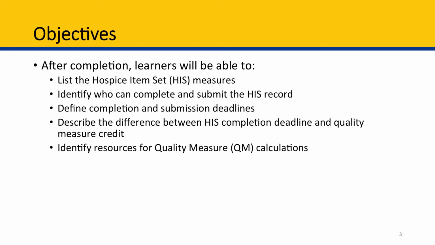After completing this module, learners will be able to list the Hospice Item Set HIS measures, identify who can complete and submit the HIS record, define completion and submission deadlines, describe the difference between HIS completion deadline and quality measure credit, and identify resources for quality measure calculations.